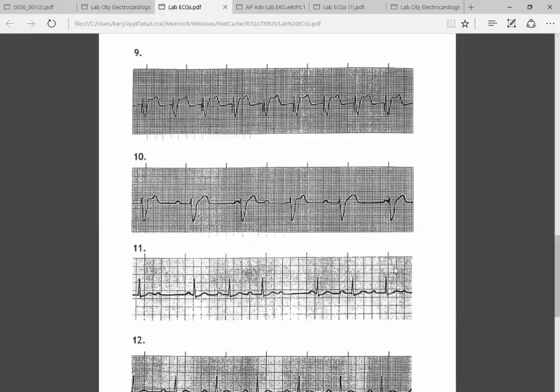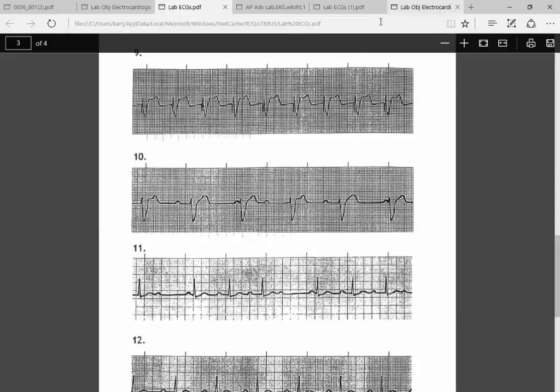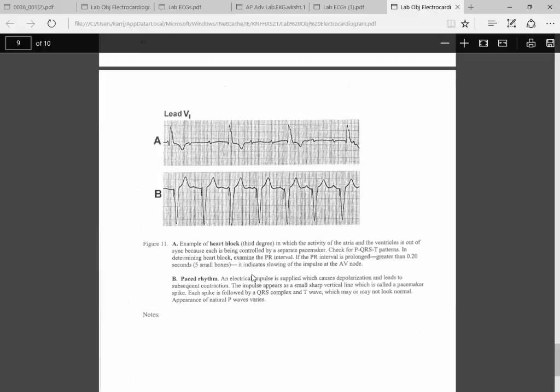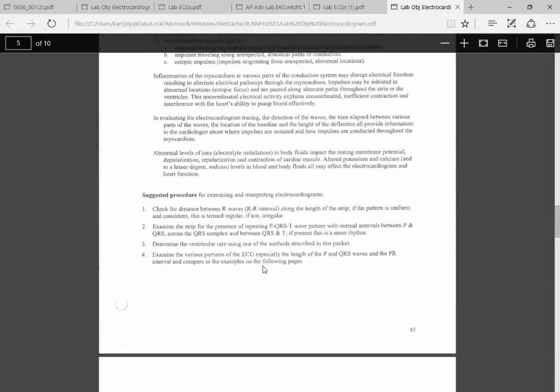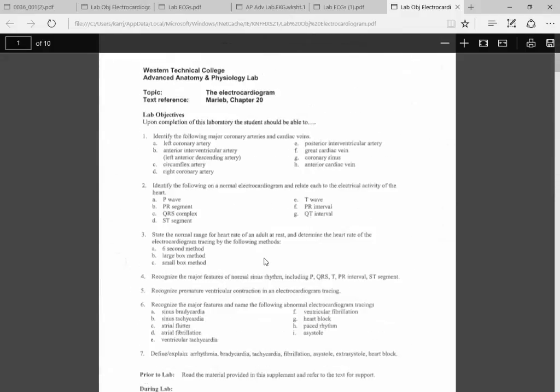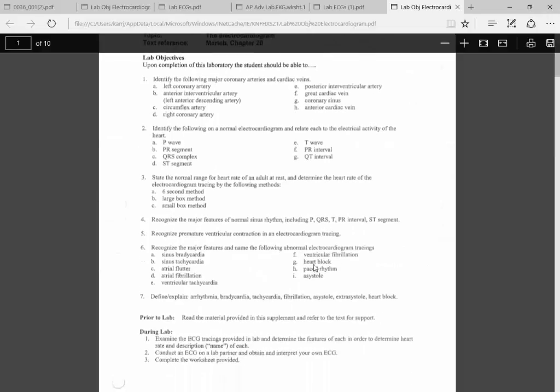You would have pictures like this that you would analyze the rhythm. So, no, just no heart block. Because if I look at your lab objectives, I don't see anything that distinguishes different types of heart block on your first page of objectives, and that's what we go off of. It just says heart block.